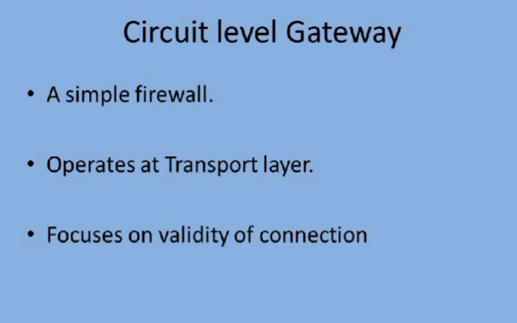Second type is circuit level gateways. It is also a very simple firewall designed to accept or reject traffic without consuming many resources. It operates at the transport layer of the OSI or TCP/IP reference model. It is called circuit level because it focuses on the validity of the connection between source and destination.